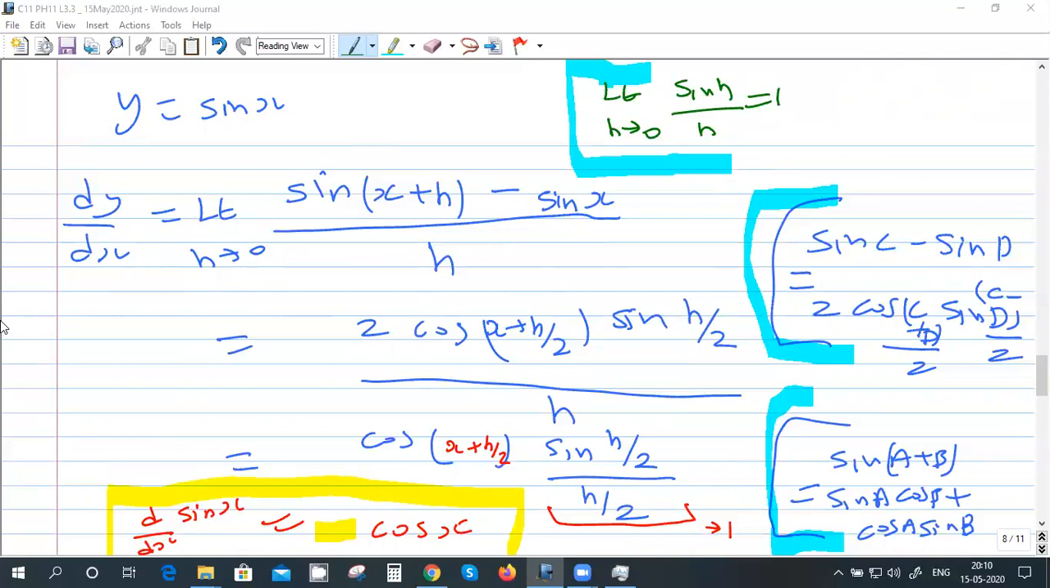You have to use a basic definition. Yes, sir, I'm doing it. So I just replace it as sin(x plus h) minus sin x, divided by h, and then I have to use the sine a plus b formula. Sin c minus sin d. What's the formula for sine c minus sine d? I've written it here on the right side, the blue one. Sin c minus sin d.